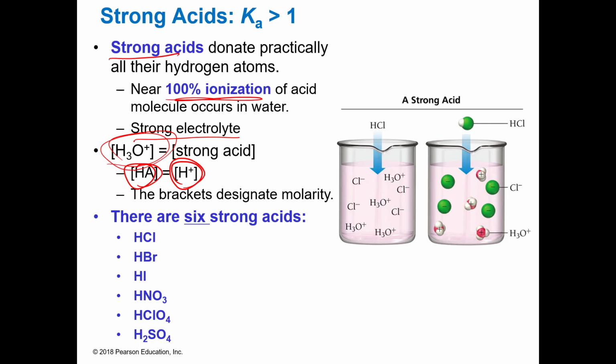So whatever the molarity of your acid is, when you put it in water, you're going to have that molarity of your H plus. There are 6 strong acids that we're concerned with: hydrochloric, hydrobromic, hydroiodic, nitric, perchloric, and sulfuric. Those are the 6 that you need to know, because if you know the 6 strong acids, then anything else you see is going to be a weak acid. So you don't have to memorize the thousands of others.